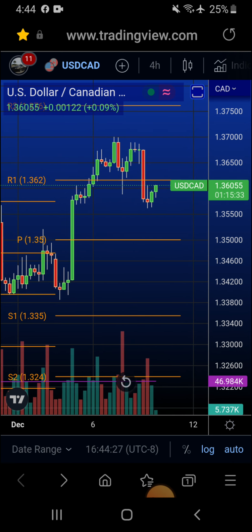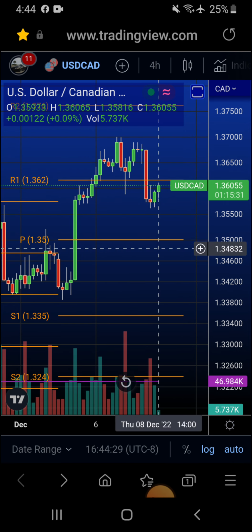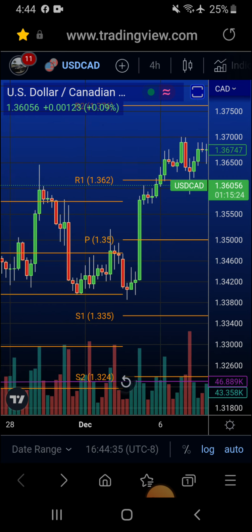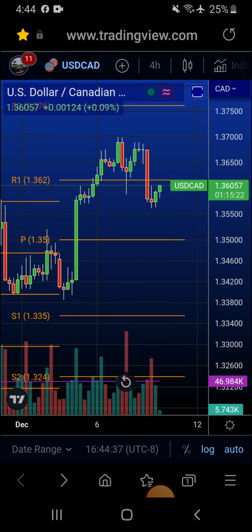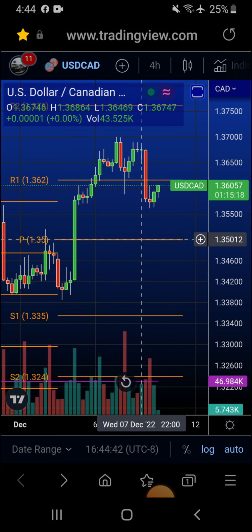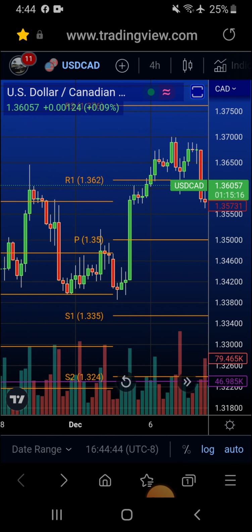So add pivot. As you can see, we came up to R1 now. The P is the pivot. That means pivot. That's like the median area. For me, I love mean reversion. Median areas can be great. They can act like a support. So P can be a support technically, or a resistance, depending on what you have.